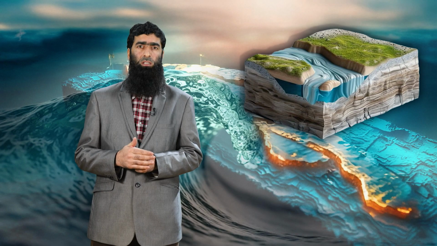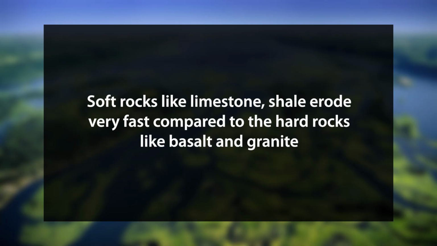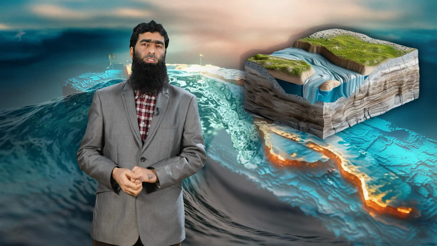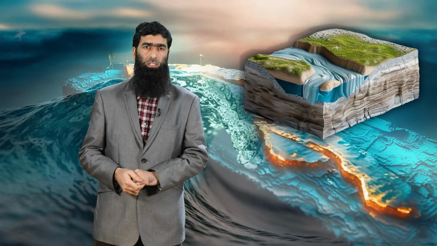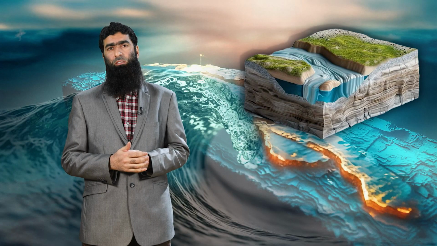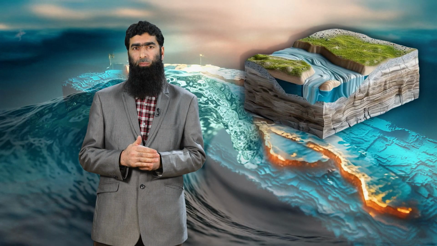The abrasion depends on the type of rocks. For example, soft rocks like limestone and shale erode very fast compared to hard rocks like basalt and granite. Besides, the sediment size and velocity of waves also determine the coastal abrasion. For example, abrasion is more prevalent where waves are powerful and laden with bigger rock fragments.